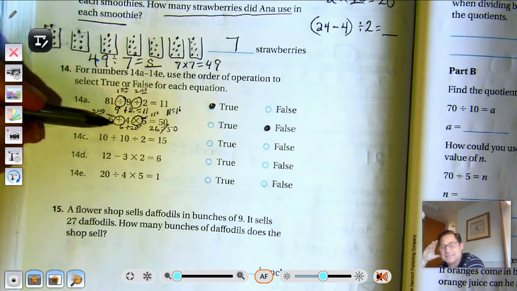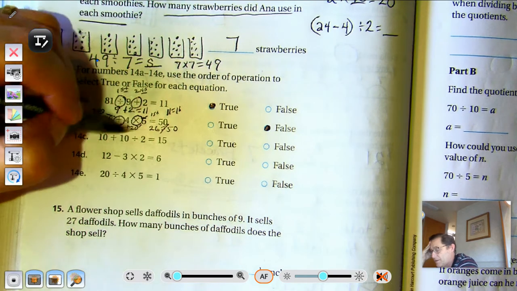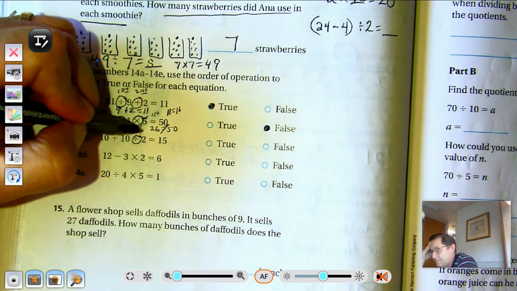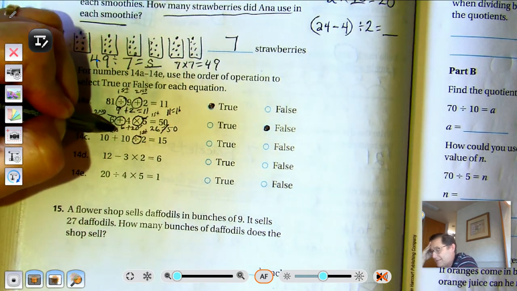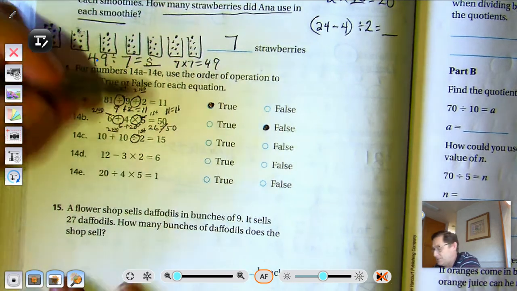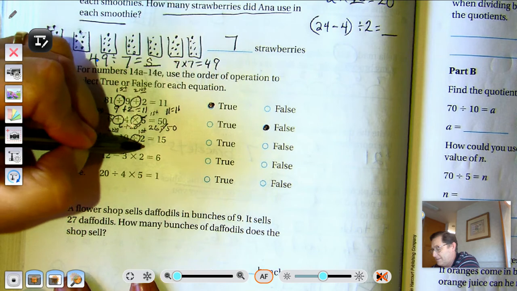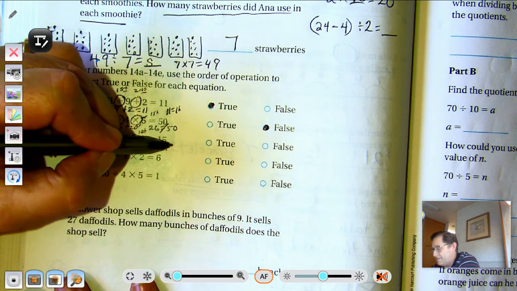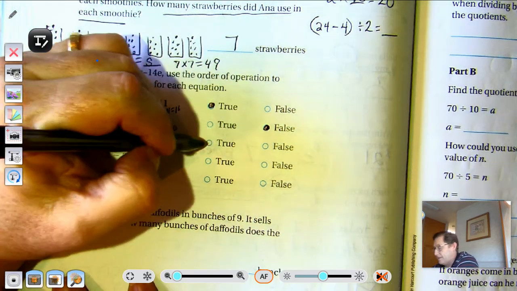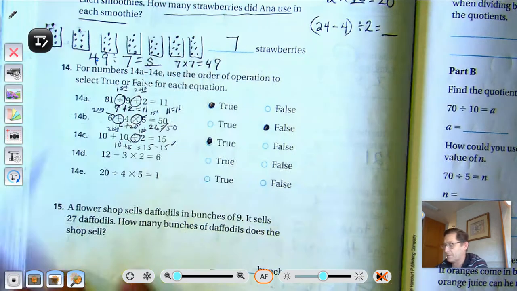10 plus 10 divided by 2. So we're going to divide first, add second. 10 divided by 2 is 5. 10 plus 5 is 15. 15 equals 15. That's a true equation.